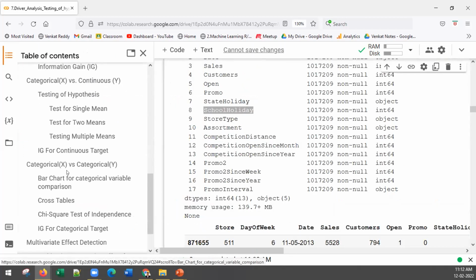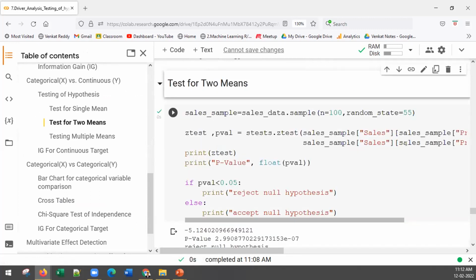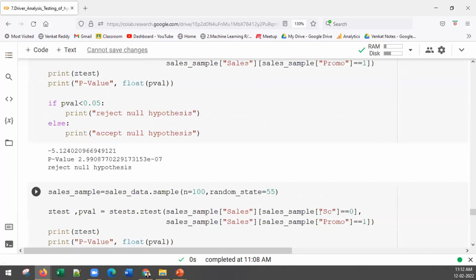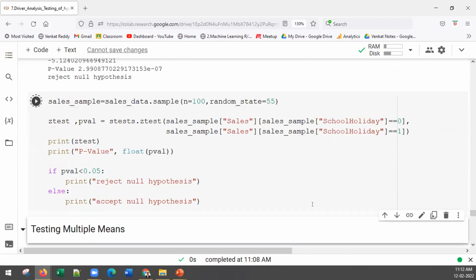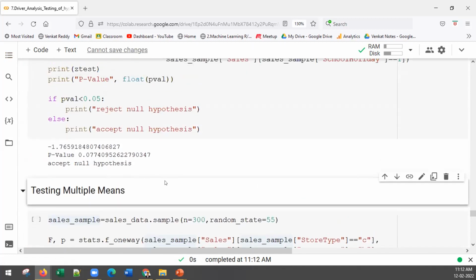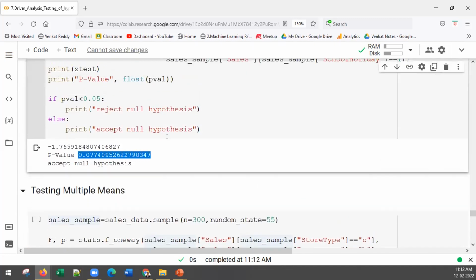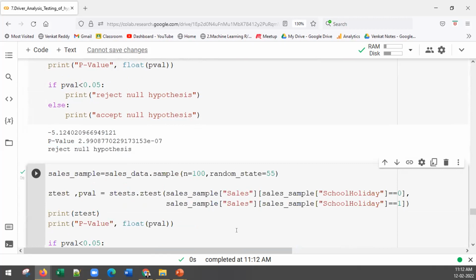Testing of hypothesis. First tables and then testing for 2 means. Here is the code: school holiday 0 versus school holiday 1. Then as usual, I'll execute this. So the p-value is 0.07, which is more than 0.05. So we will accept the null hypothesis. That means school holiday versus no school holiday, there is not much difference of sales.